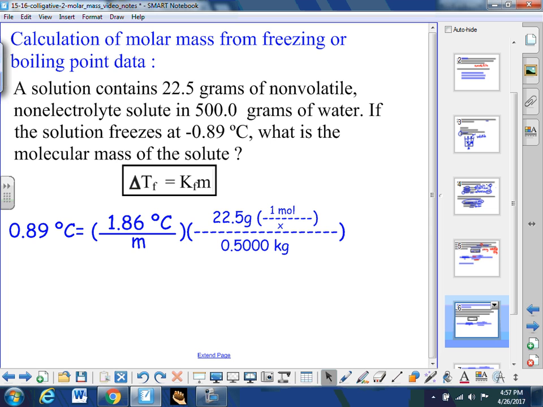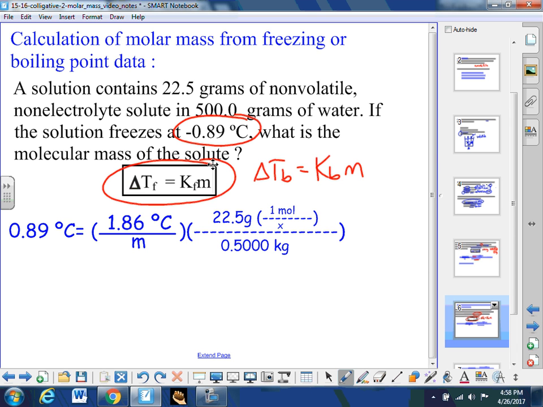To calculate the molar mass from freezing point or boiling point data, I'm going to use the exact same equation. The change in the freezing temperature equals the molal freezing point constant times molality, or it could be the change in the boiling temperature equals the molal boiling point constant times molality. Note the setup here is exactly the same as the previous problem, only now I'm told the change in the freezing temperature. Water normally freezes at 0. This solution is freezing at a negative 0.89, so that is my change in the freezing temperature.